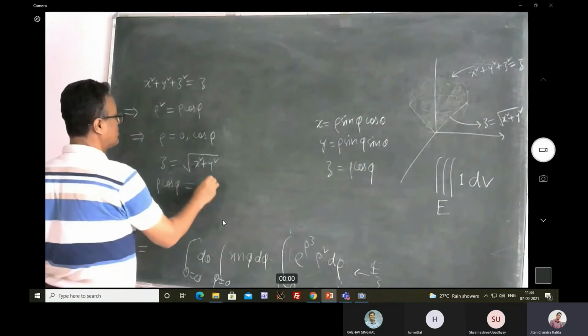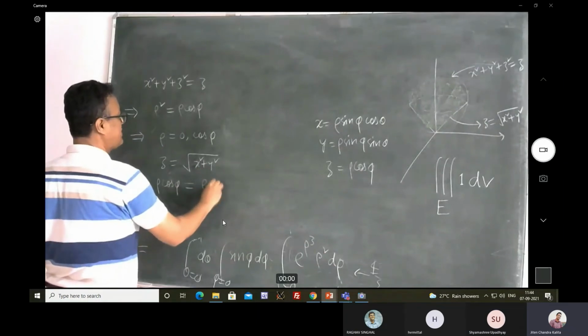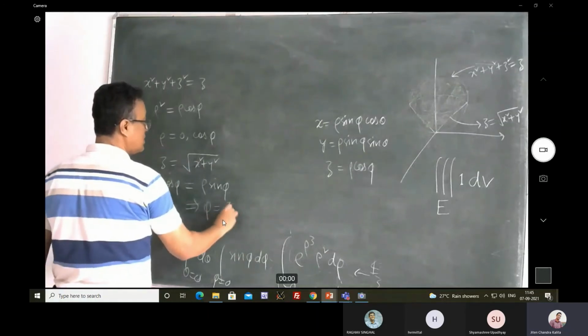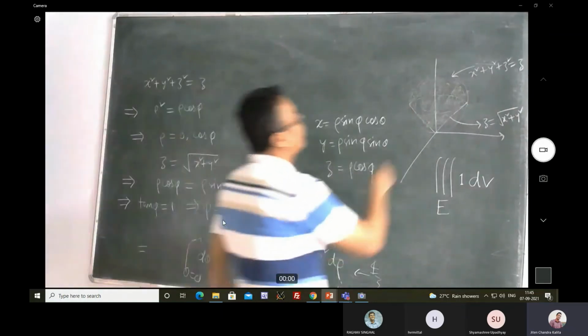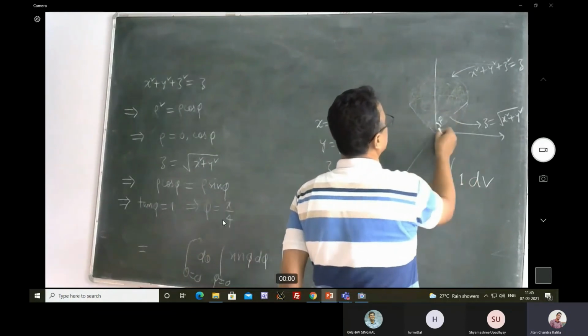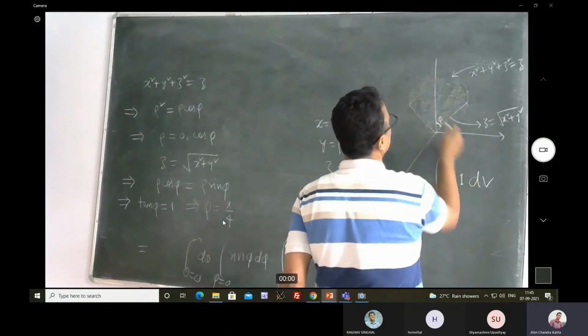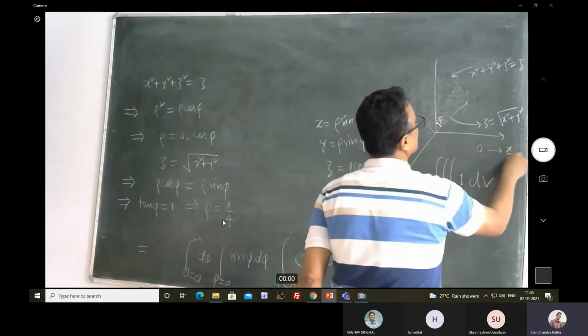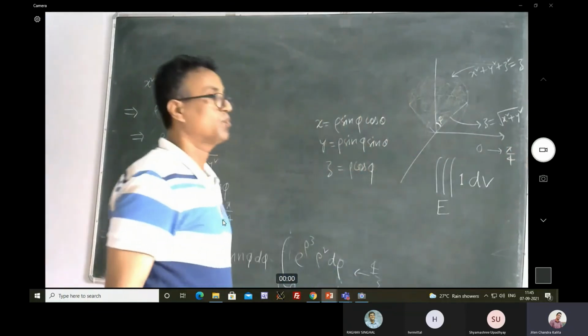And this is simply going to be rho sine phi. You simply look at the transformation, because cos squared theta plus sine squared theta is going to give you 1, right? And from here, you are going to get tan phi equal to 1. So this means your phi is going to be equal to pi by 4. And in fact, this is obvious, so this angle is nothing but phi, isn't it? So here you can see that phi is going to go from 0 to pi by 4.